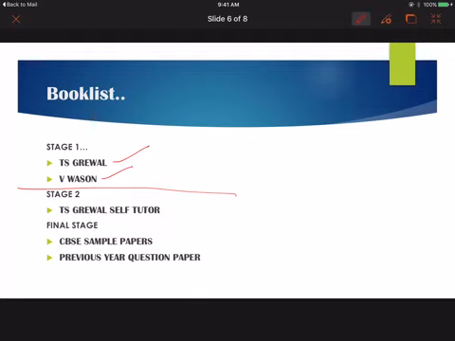Okay, and then the final stage is the CBSE sample papers and previous year question papers. They are the final stage just before your exam in February. You can just go through these papers and solve 3 to 4 papers on your own.